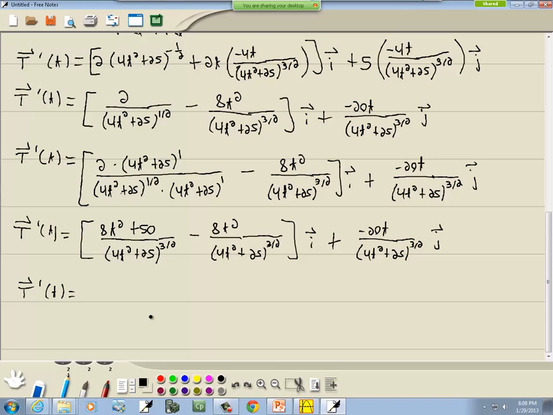Okay. These have the same denominator, so I'll combine together the top parts. 8t squared minus 8t squared drops away, so we're going to end up with 50 over 4t squared plus 25 to the 3/2 power i. That's not very legible, is it? That should be a 3. There we go. And then plus negative 20t over 4t squared plus 25 to the 3/2 power j.